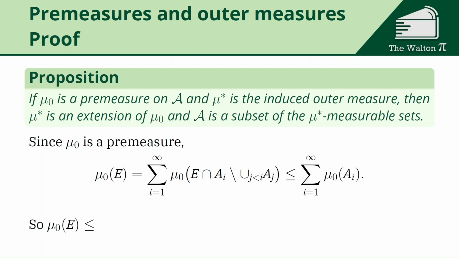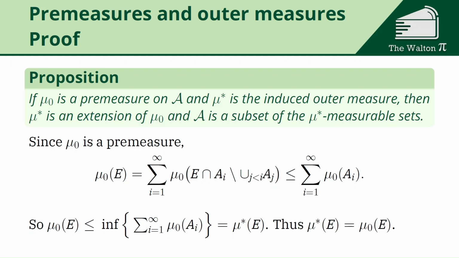So that tells us that mu naught of E is less than or equal to the infimum of the sum of these mu naughts of A_i's, which is equal to mu star of E. Thus, mu star of E is equal to mu naught of E, because we have now gotten both directions of the inequality.